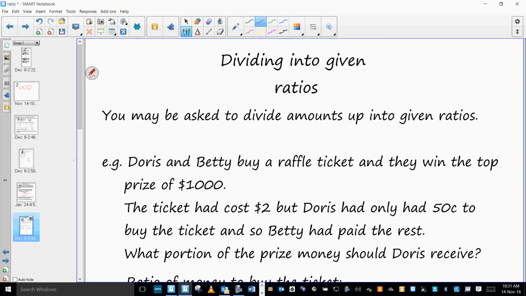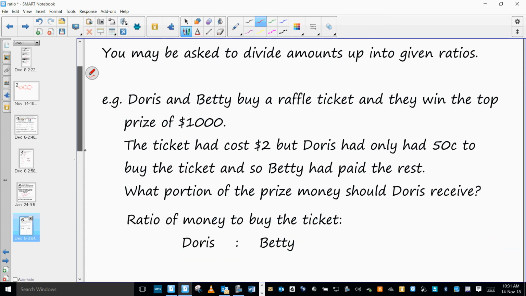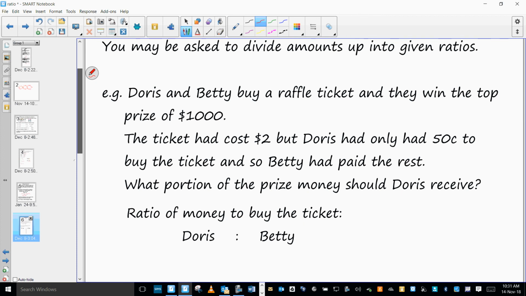Dividing into given ratios: you may be able to split amounts up into given ratios. Doris and Betty buy a raffle ticket and they win the top prize of $1,000. The ticket had cost $2, but Doris only had 50 cents to buy the ticket and Betty paid the rest. What portion of the prize money should Doris receive? Well, in these it's a lot of words. We need to take the information from this.